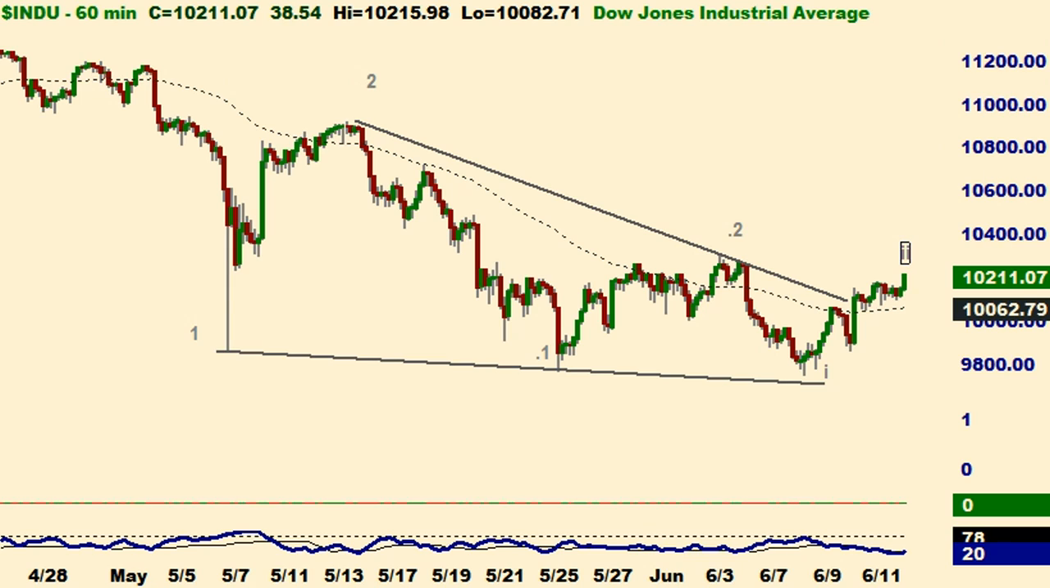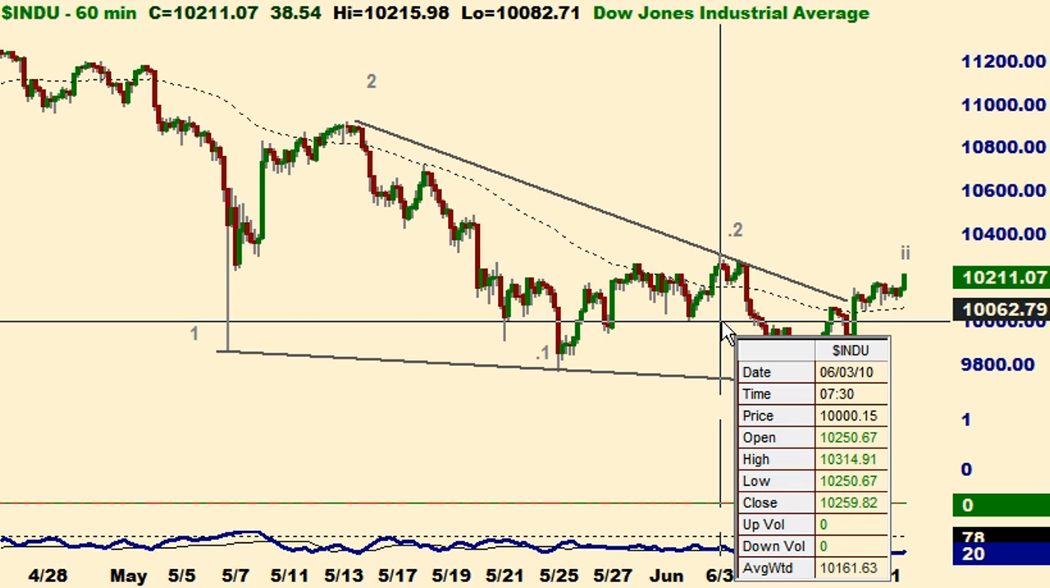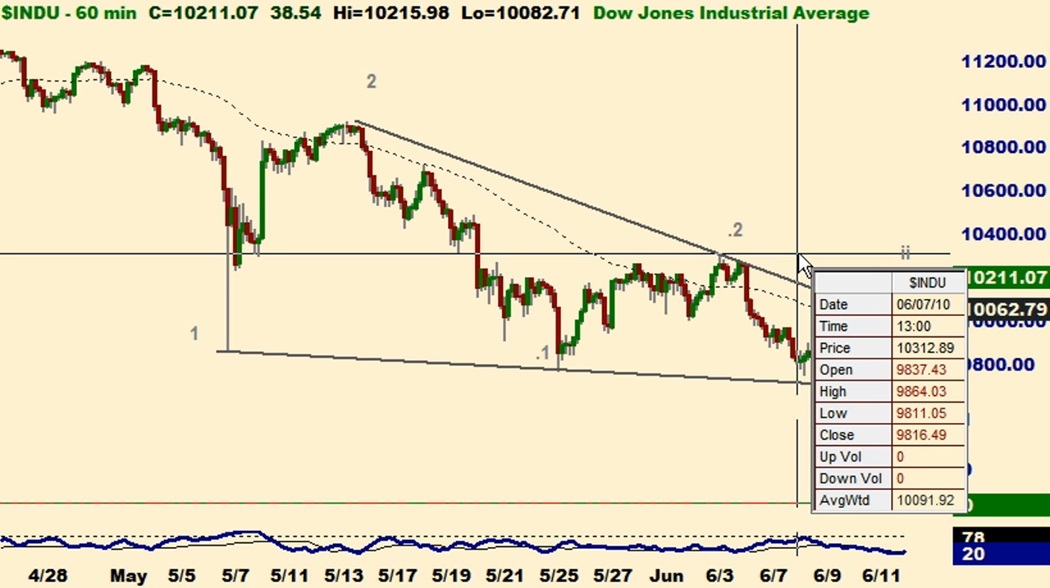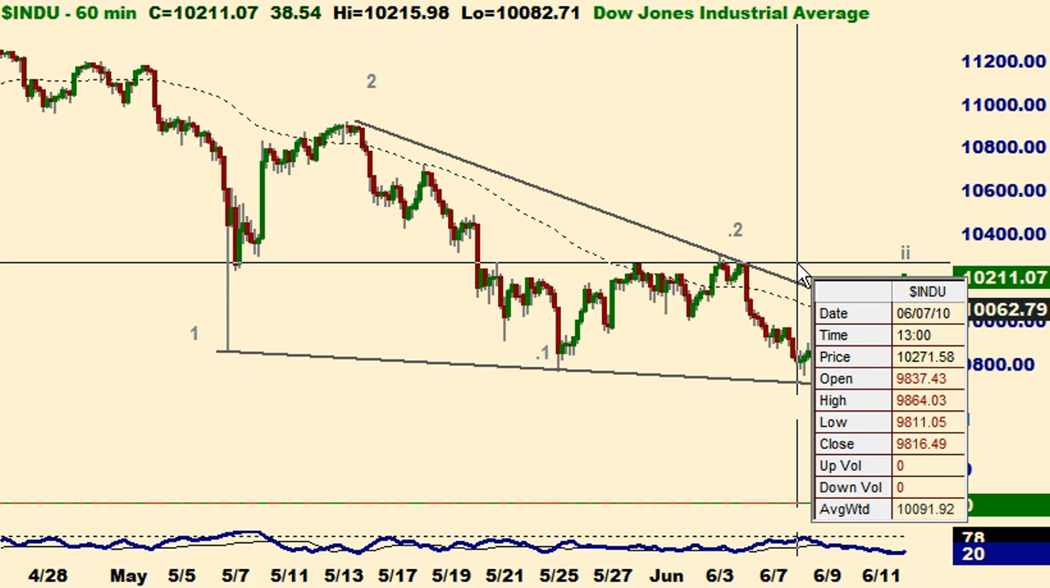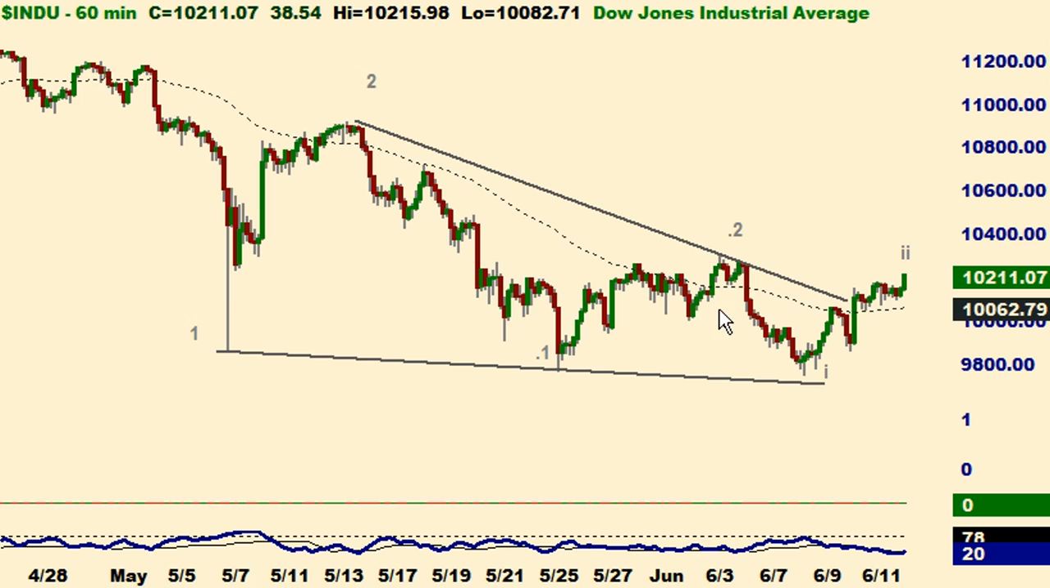Now this count will basically be eliminated if we rally through the previous wave 2, which is based on the Dow around the 10,314, 315 level. But if we were to collapse almost immediately on Monday before getting to that level, this count is possibly in play.